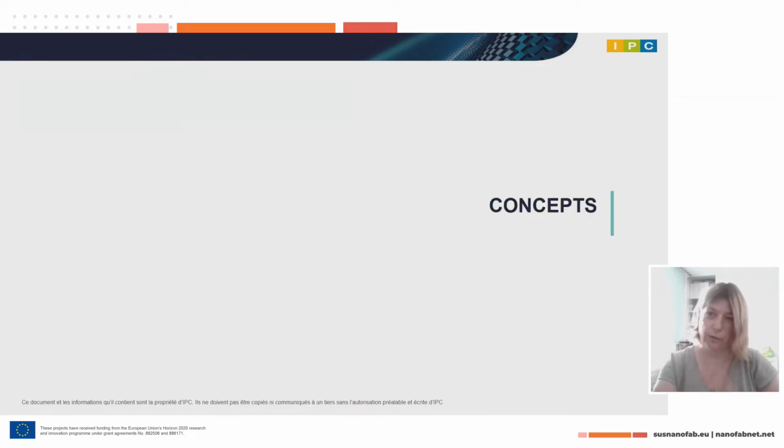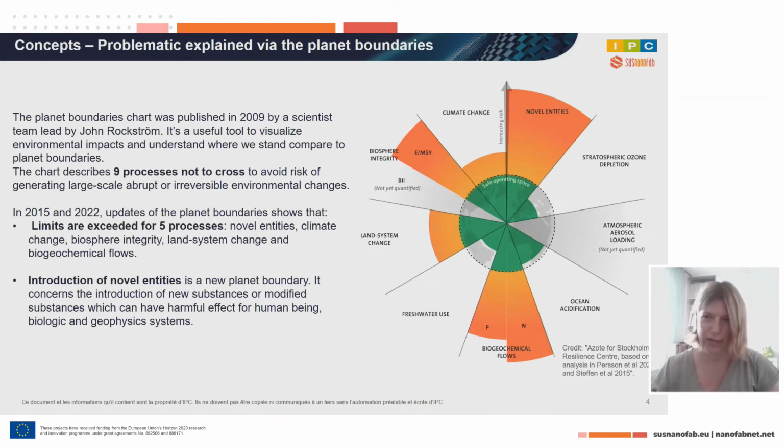So first, let me explain what is the concept, what we call SSBD, and go step by step. To start with, I propose you take a look at this global vision. It's called the planet boundaries. The planet boundaries is a very good global vision to understand the environmental problematics, and it helps to understand what is SSBD. It was published in 2009 by John Rockstrom and other scientists.